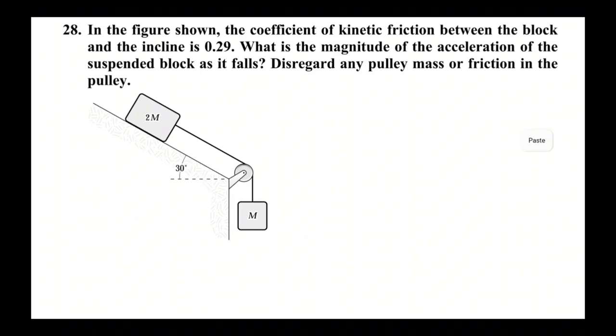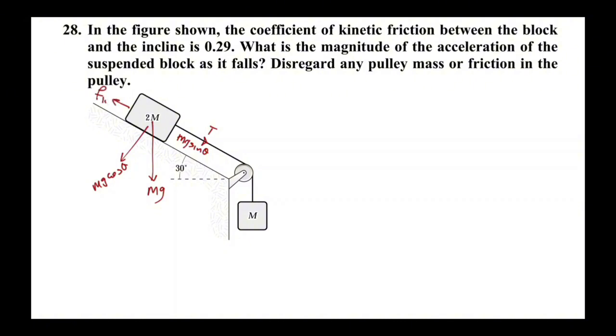In the figure shown, the coefficient of kinetic friction between the block and the incline is 0.29. What is the magnitude of the acceleration of this suspended block as it falls? Disregard any pulley mass or friction in the pulley. Now, again, we have tension in this one here. Mg sine theta, mg cosine theta. We have friction in this case here.